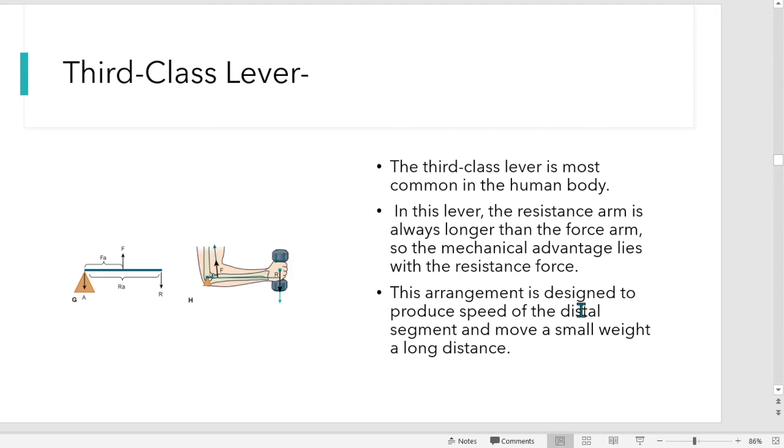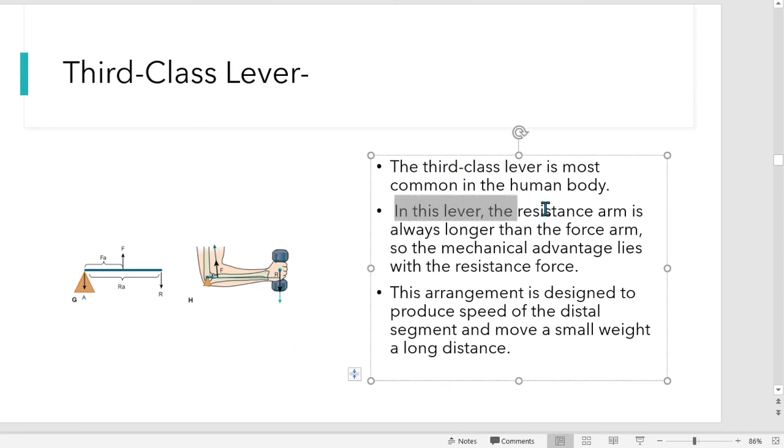So this arrangement is designed to produce speed in moving the distal segment of the body with a small weight. So less movement happens on the proximal portion, but there's great movement on the distal end.